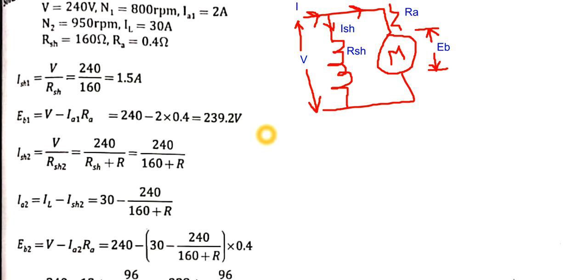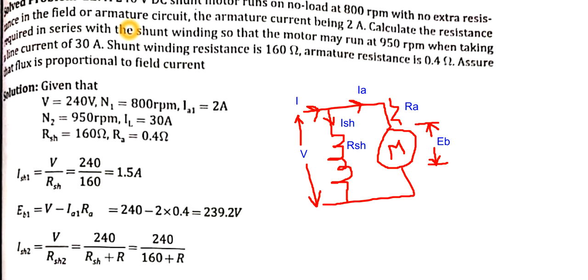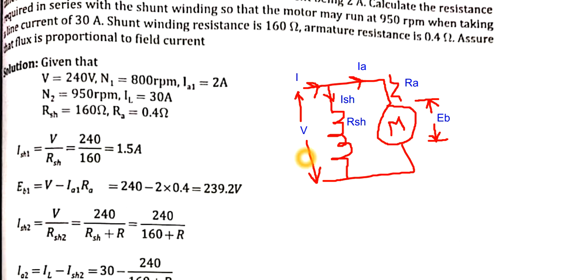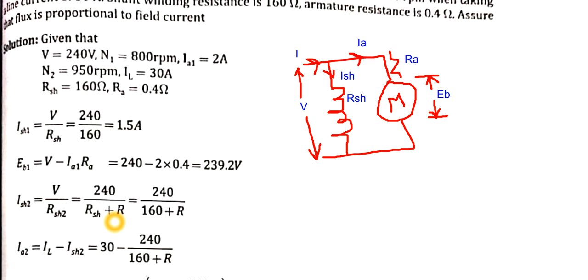Okay, next for the second case, let us determine ISH2 first. What they are saying in the second case is that there is some resistance added in series with the shunt winding. That means now the shunt winding total resistance will be RSH plus R. So that is considered here. Right, this is the second case. Let us give it as case 2, and this is case 1 without any extra resistance.